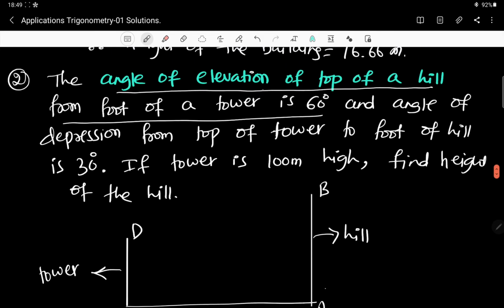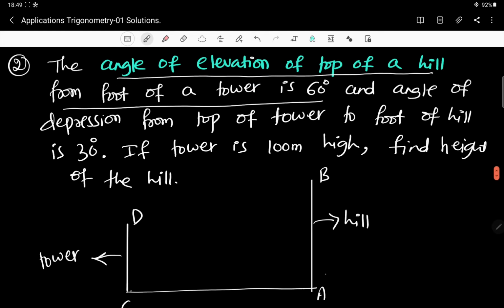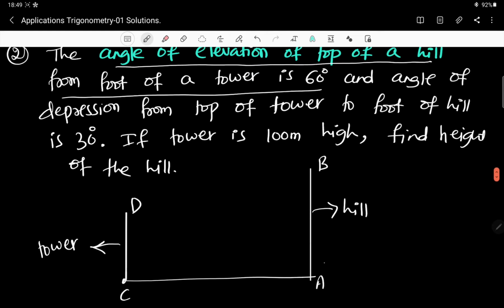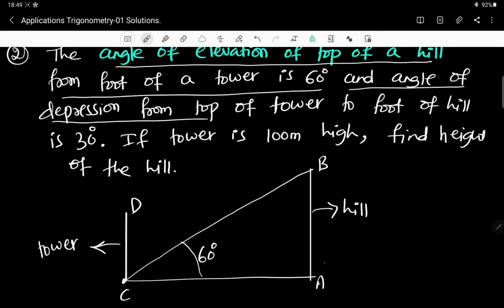So what they have given: the angle of elevation of the top of a hill from the foot of the tower. What is the foot of the tower? Here is the foot of the tower. From this foot of the tower, this angle, whatever it is, is 60 degrees. Clear? And the angle of depression from the top of the tower to the foot of the hill.